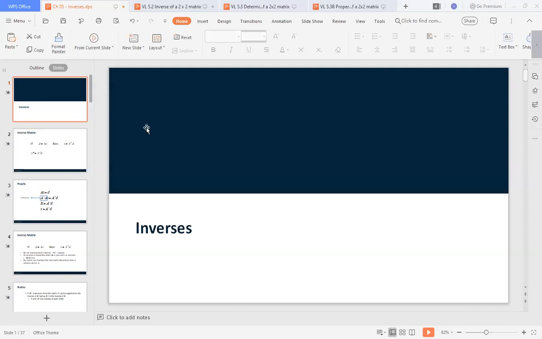Magandang umaga. So what we have here, I'm sharing with you my screen, and the topic is inverses. Today's topic would be the last part of chapter 4, so that would be on inverses, and the first part of chapter 5, which is the rank of a matrix.